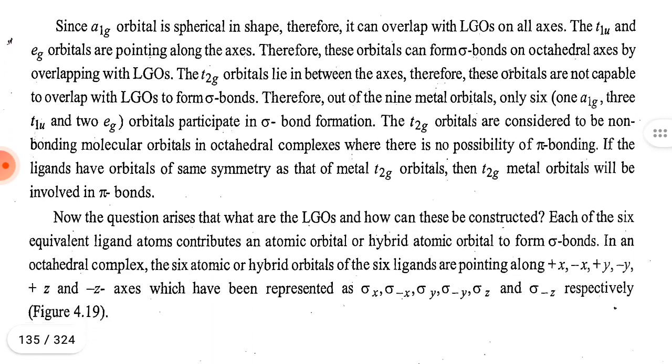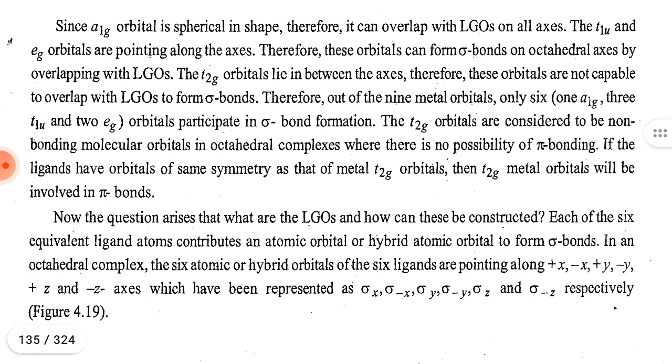Since the a1g orbital is spherical in shape, it can overlap with ligand group orbitals on all axes. The t1u and eg orbitals are pointing along the axes. Therefore, these orbitals can form sigma bonds on the octahedral axes by overlapping with ligand group orbitals. The t2g orbitals lie in between the axes. Therefore, these orbitals are not capable of overlapping with ligand group orbitals to form sigma bonds. Thus, out of nine metal orbitals, only six, one a1g, three t1u, and two eg orbitals, participate in sigma bond formation.